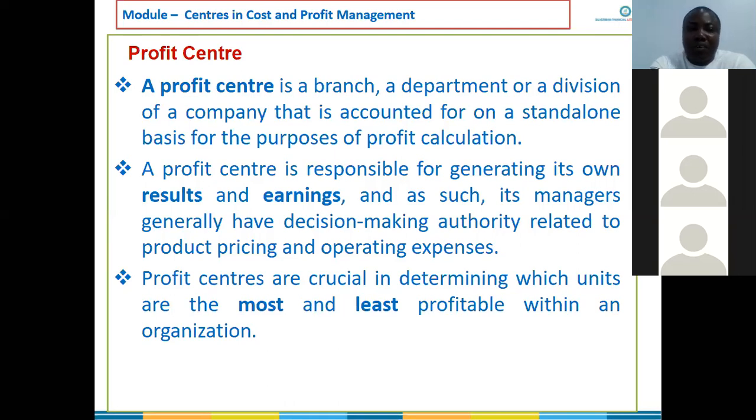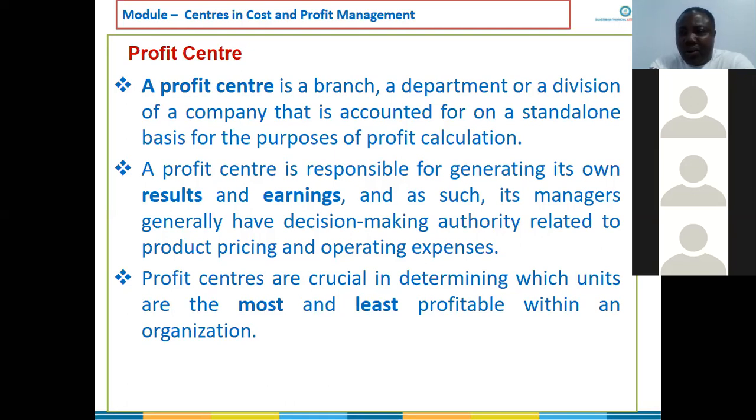So when we talk about profit center, you look at your organization, wherever you work. There is a particular unit that is responsible for bringing money into the company or bringing income to the company. That is the part that we are talking about as profit center. Okay, it may be your sales department, for example. A sales department is always called a profit center because they are responsible for bringing sales into the company.